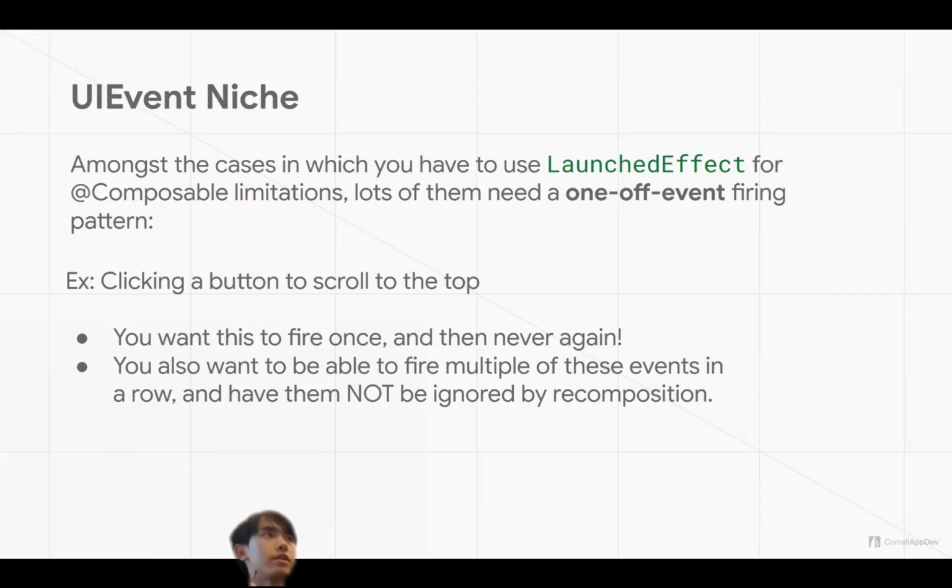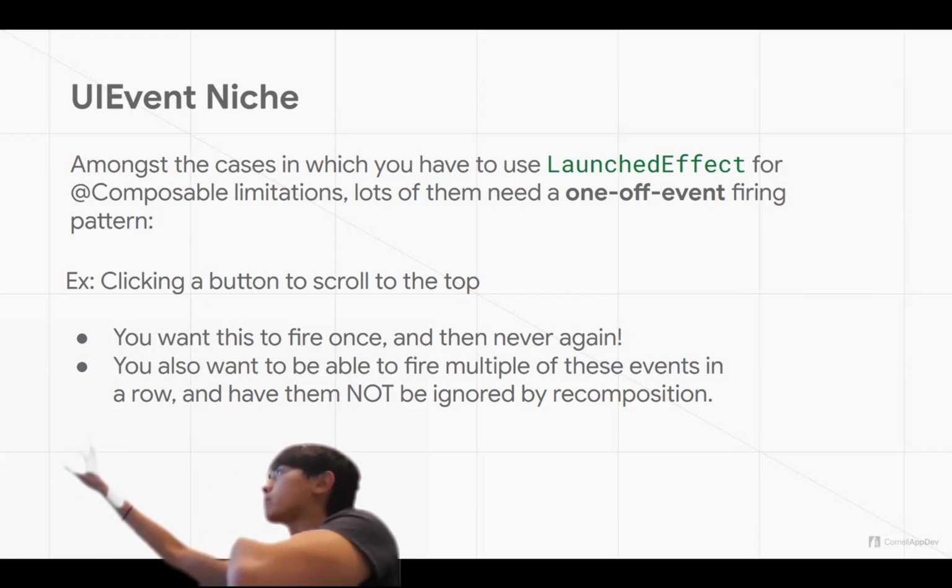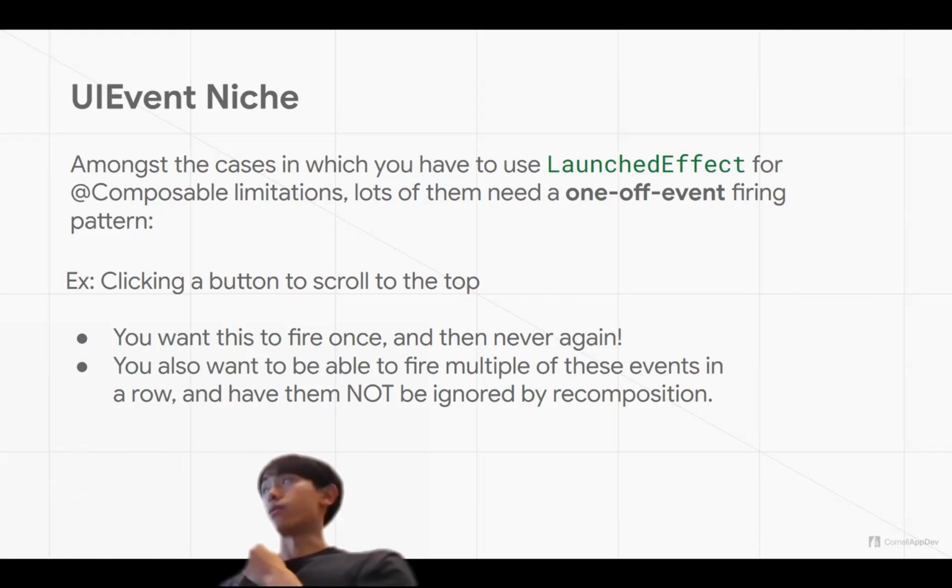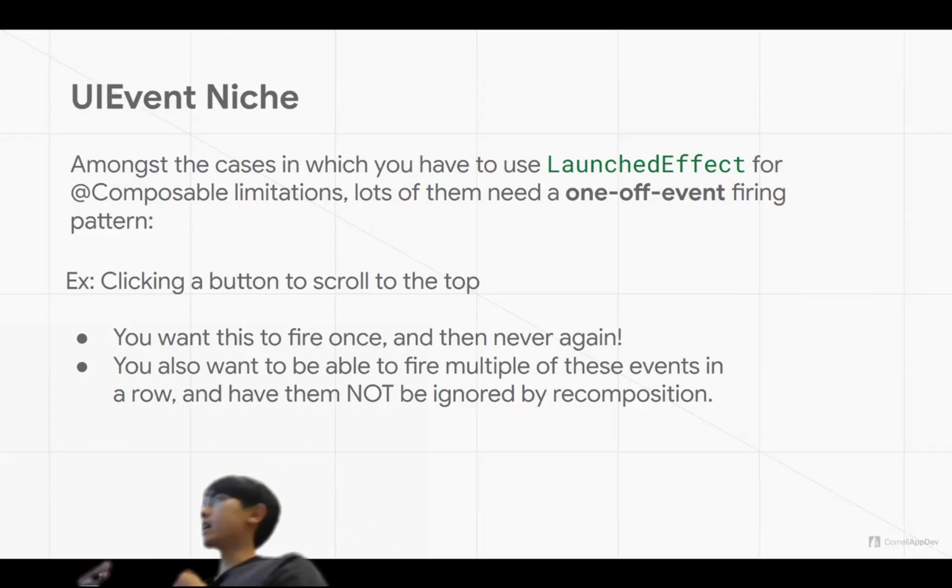Once you hit that button, it scrolls to the top, and it doesn't happen again until you click the button again. You can imagine that there are a lot of ways to implement this wrong, such that you click that button and then maybe some flag goes from false to true, but if you keep on scrolling down, it would just keep on firing. So we want it to fire once and never again. And another implementation detail is that we want to be able to fire multiple of these events in a row and have them not be ignored.